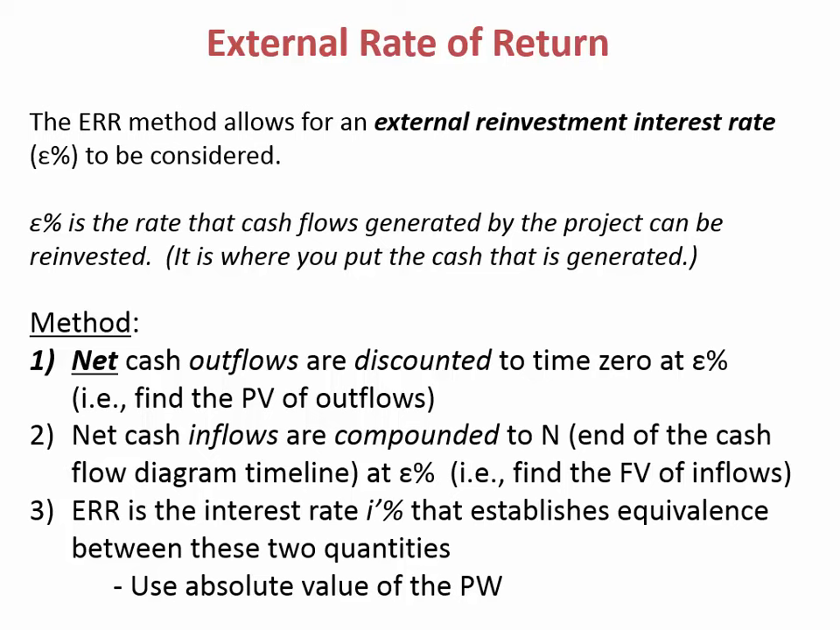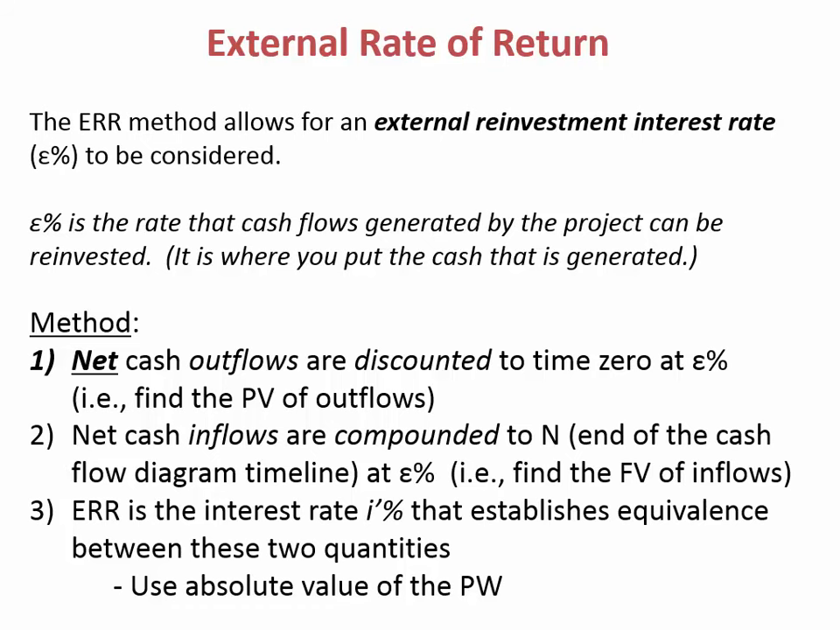And so the external rate of return is an iterative process. You can either do it manually or you can use Goal Seek, which is probably what you'll do. You're trying to find out what interest rate makes the future worth of the revenues and the present worth of the costs equivalent to each other.